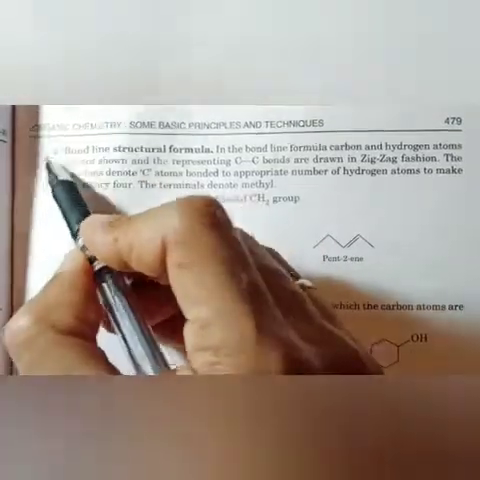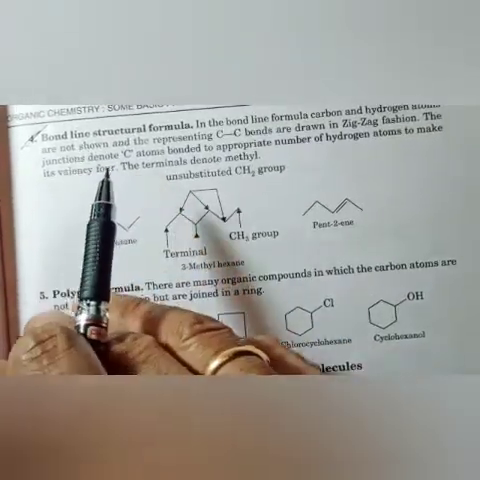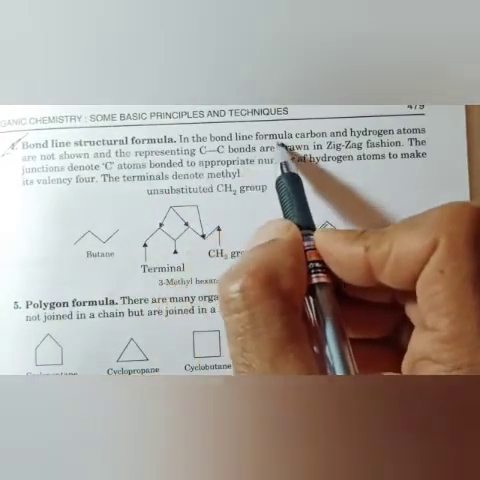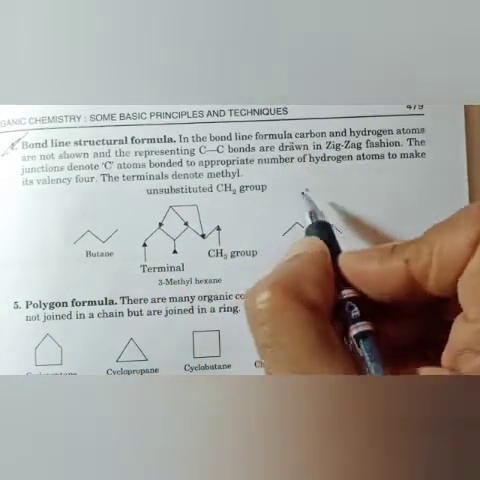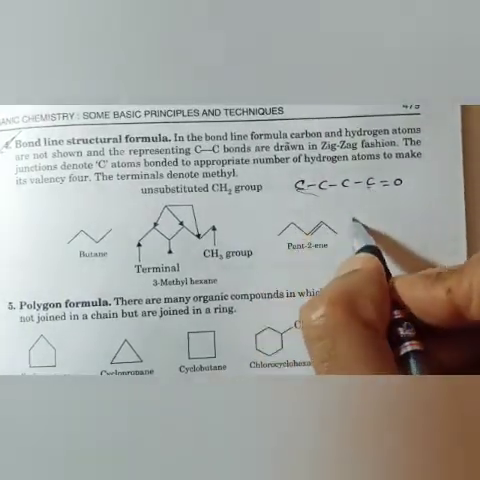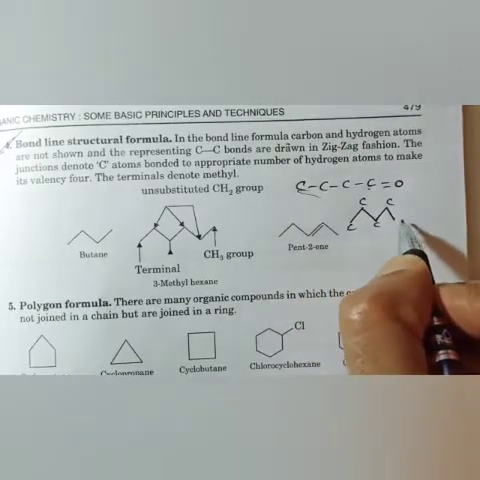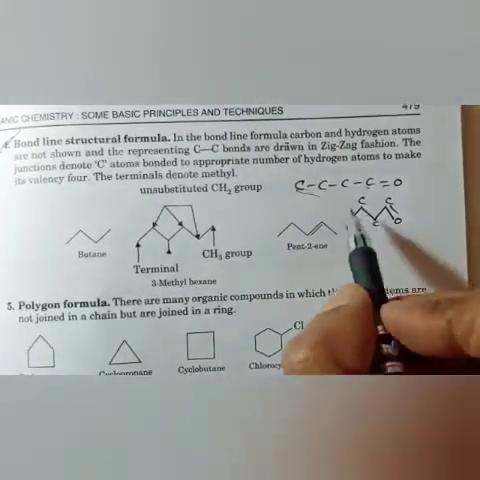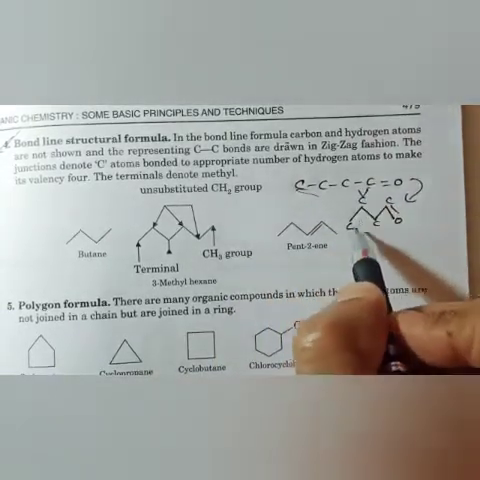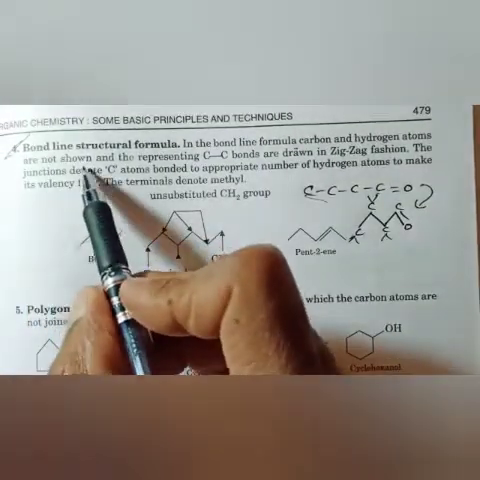Fourth type is a new type of structural formula. Electron dot structure, complete structural formula and condensed structural formula you have studied in 10th also, but the bond line structural formula is new. In the bond line structure formula, suppose I make this type of formula, it will be written this way: 1 carbon, 2 carbon, 3 carbon, 4 carbon, and here is a double bond O. So this structure will be written like this. And you need to understand automatically that here is hydrogen, here is hydrogen, here is hydrogen. You have to understand that yourself.